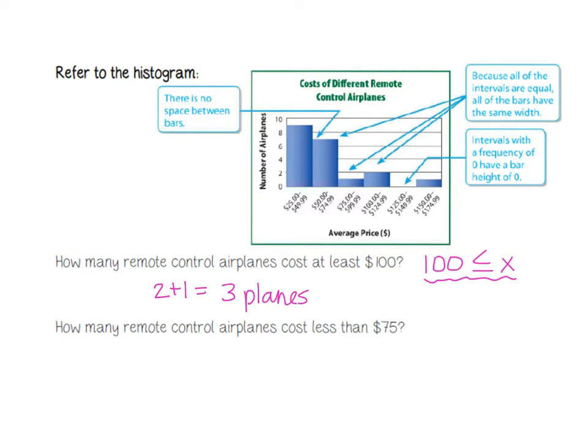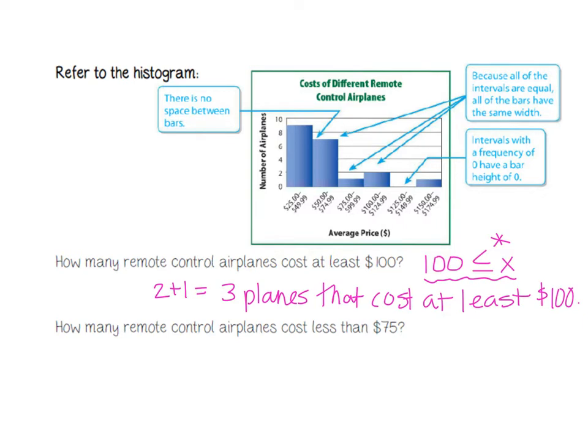that cost at least $100. And that at least tells us that it can be $100. That's the minimum it can be. It can be more, but it has to be at least $100. So that's why we have the greater than or equal to.